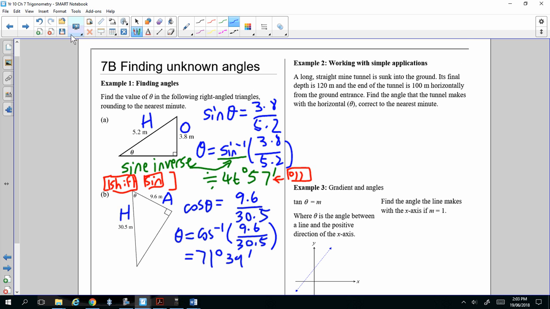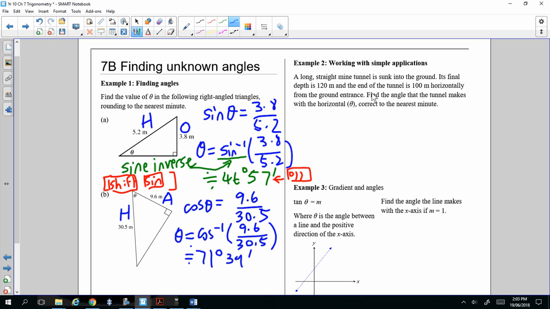Okay, let's draw a diagram. Let's read the question first. A long and straight line tunnel is sunk into the ground. Its final depth is 120 meters, and the end of the tunnel is 100 meters horizontally from the entrance. Find the angle the tunnel makes with the horizontal.